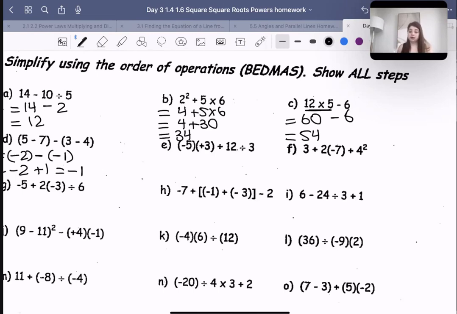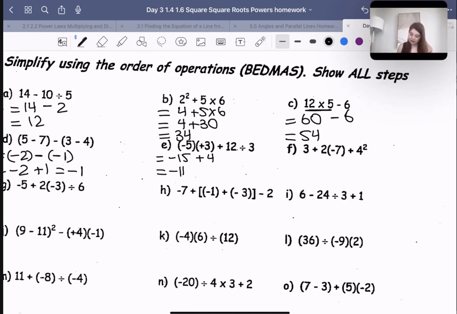Okay, next one is any exponents, and no, there is not. Okay, is there any multiplication or division? Yes, there is. There's some of both, so we'll do both. Negative 5 times 3 is negative 15. And then 12 divided by 3 is 4. So it's negative 15 plus 4. Then last but not least, is there any addition or subtraction? And yes, there is. Negative 15 plus 4 gives us negative 11. And so there's our final answer there.